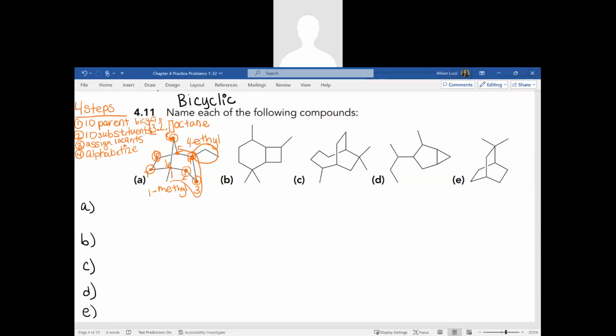If we were to alphabetize, ethyl comes first, then methyl. We'll call this a 4-ethyl, 1-methyl, and the full parent would be bicyclo, following the longest to shortest bridge. We have a 3,2,1 octane. So this is the full name for our first compound, 4-ethyl, 1-methyl, bicyclo, 3,2,1 octane.